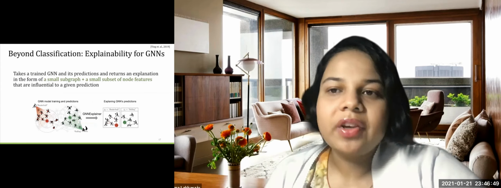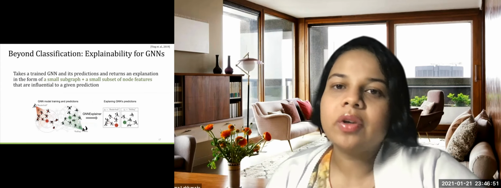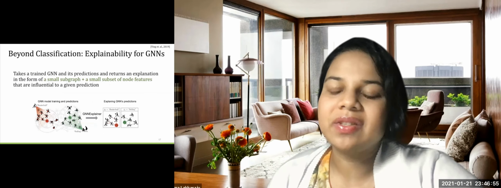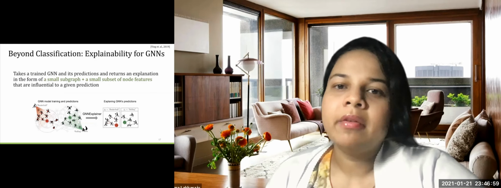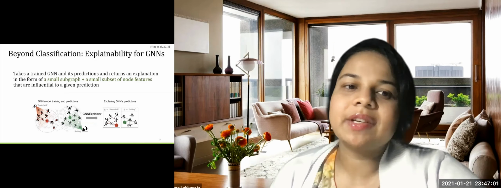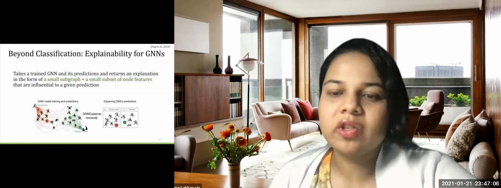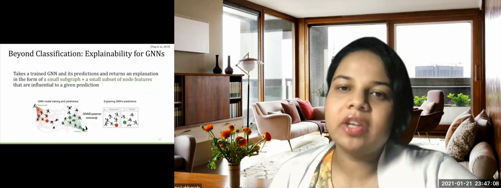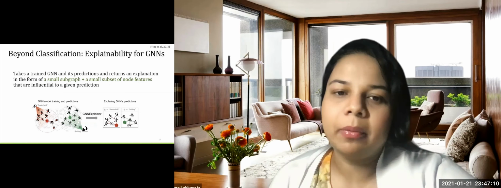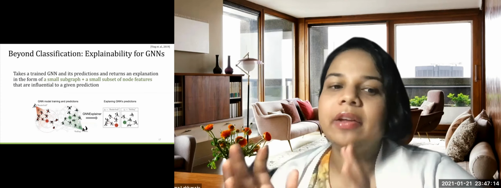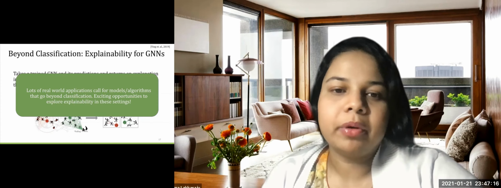And beyond RL, there has also been a lot of discussion and recent research on explainability in the context of other approaches or models like graph neural networks. For example, GNNExplainer is a recent approach that takes a trained graph neural network and its predictions, and it returns an explanation in the form of a small subgraph and a small subset of node features that have played a key role in that particular prediction.